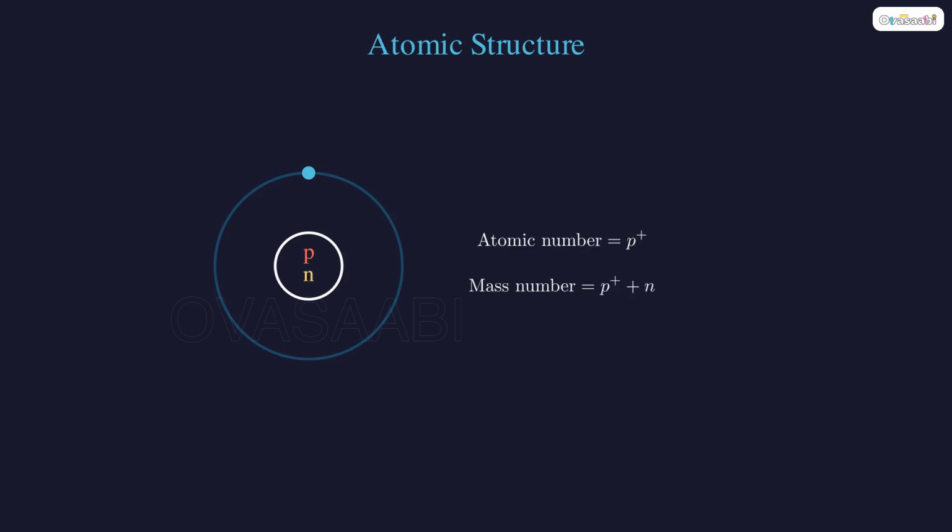You already know atoms have protons, neutrons, and electrons. The atomic number counts protons. The mass number counts protons plus neutrons.